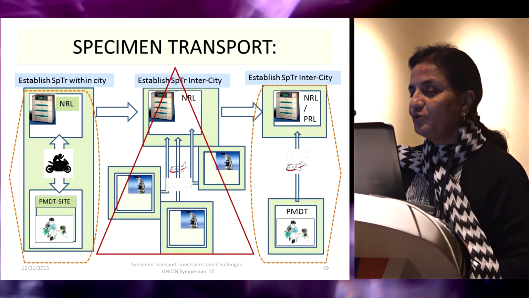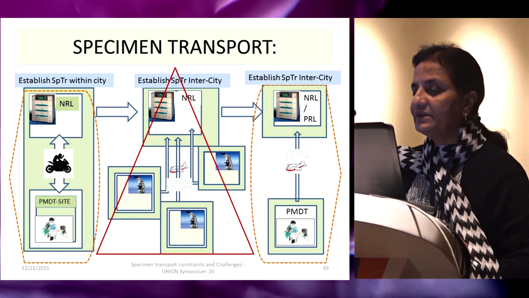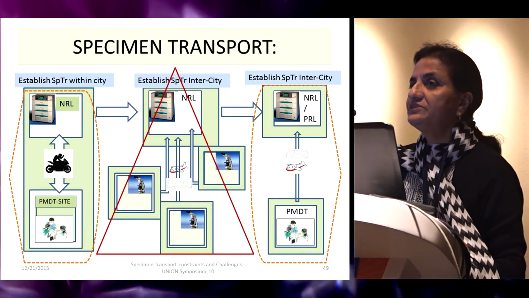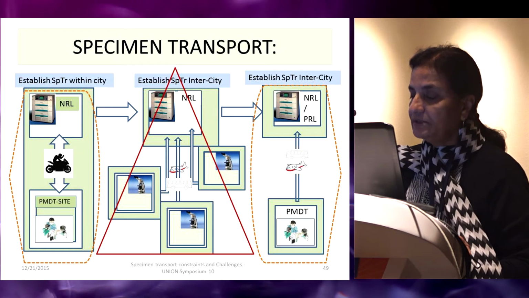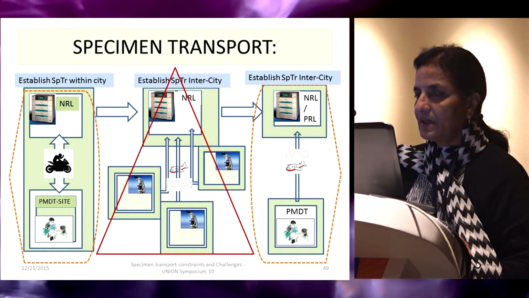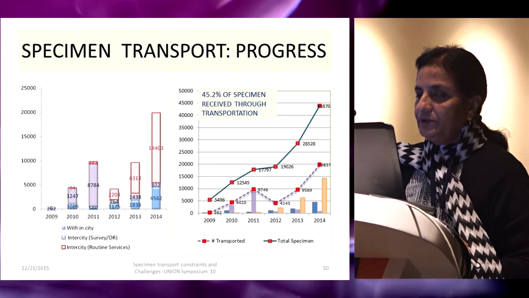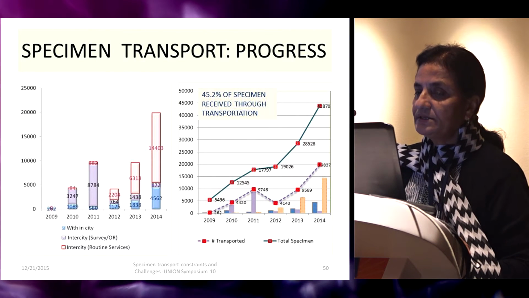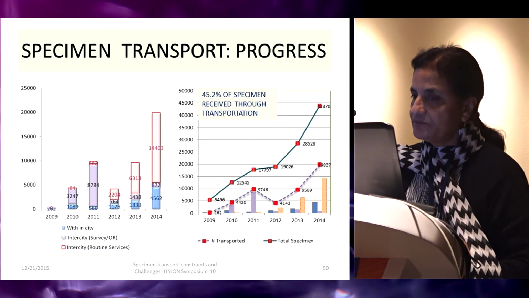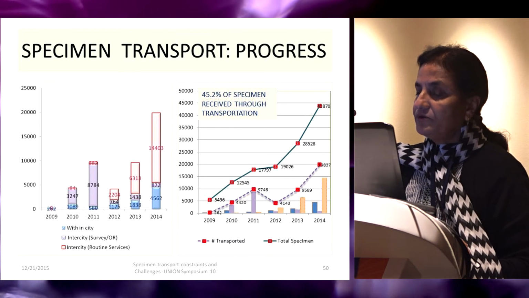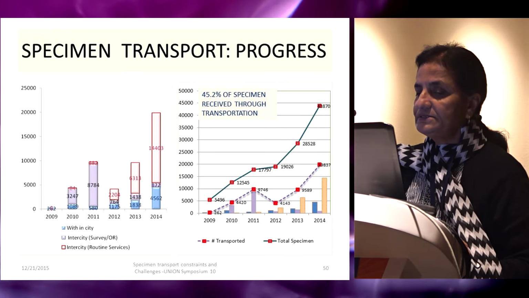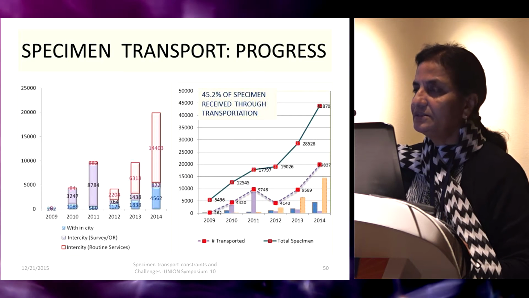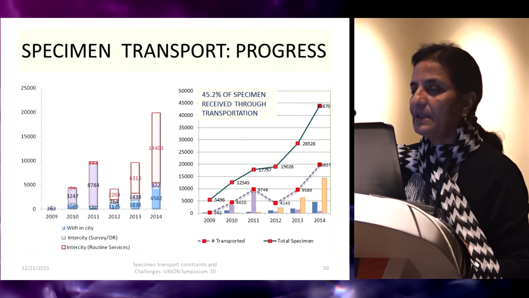And then subsequently, we had a drug resistance survey, and we were getting samples from different clusters. And now we are getting samples from the PMDT sites, which are located in other cities, not in the same city as the lab is. In this diagram, what you see is the number of specimens which we received through specimen transportation. The pink part represents the specimens received from other cities. The violet part is showing the specimens received from survey or surveillance, and the blue one is the specimen received from the same city as the lab is.